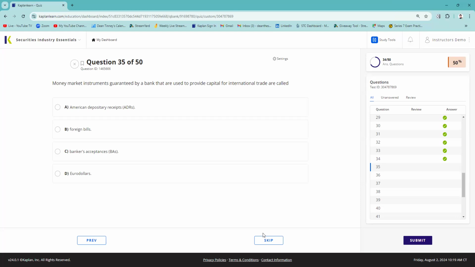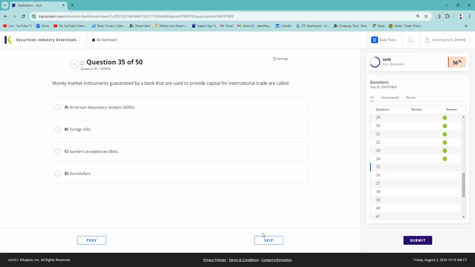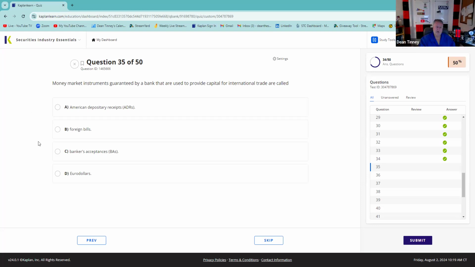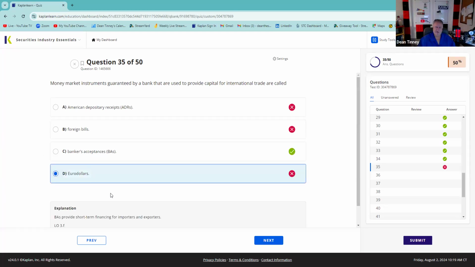It's not an ADR. Not a foreign bill. Is it a Eurodollar? No, Eurodollars are dollars that are in Europe. It's C. Should have gone with bankers' acceptances. Bankers' acceptance, issued at a discount, 270-day max maturity. It's a letter of credit from a bank.